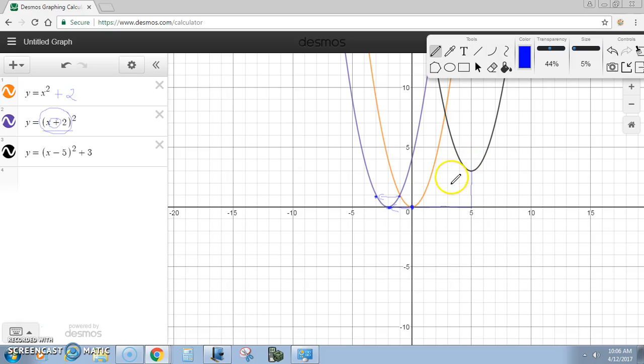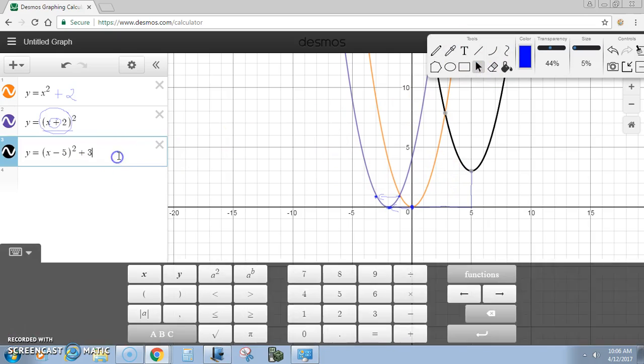Now, check this out. I'm going to turn that black graph upside down. You want to see how I do that? I go back over, and in front of the parentheses, I make it negative. Boom. Now it's a negative parabola. So I hope this is making sense from the work that we've already done with parabolas.